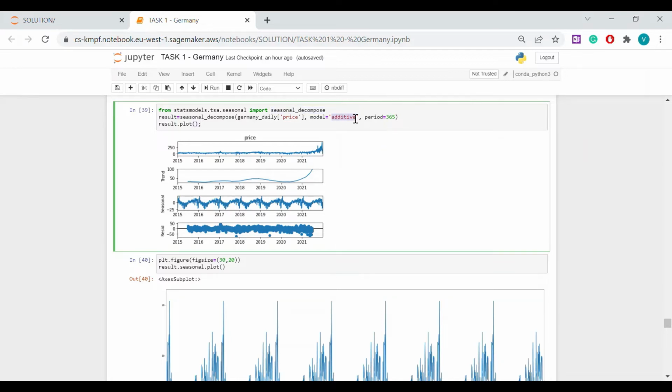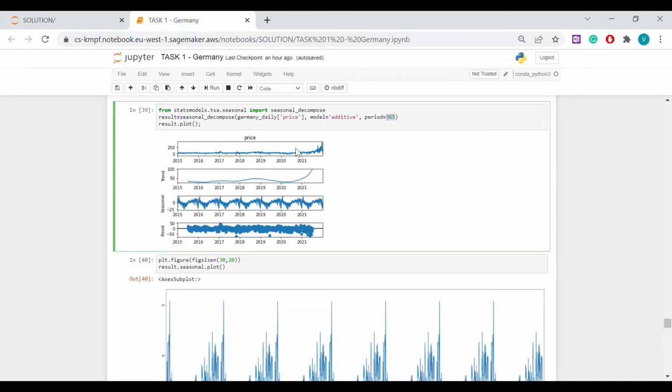The rule of thumb for selecting the right model is to see in our plot if the trend and seasonal variation are relatively constant over time, or in other words, linear. If yes, then we will select the additive model. Otherwise, if the trend and seasonal variation increase or decrease over time, we use the multiplicative model. And so our data here are aggregated by day, and the period we want to analyze is a year, so that's why we set the period to 365.